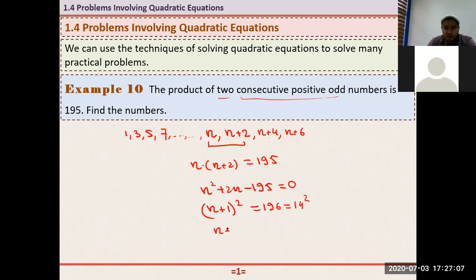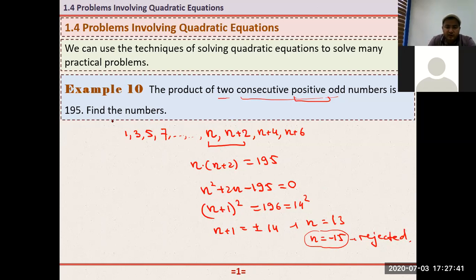Then n plus 1 equals plus or minus 14. That's just equal to 14. So here we have n equals, if you take the positive, -1 plus 14, it is 13, or n equals -1 minus 14, that is -15, right? And these are the solutions of the quadratic equation. But here it says positive, right? So these numbers must be positive. So this answer is not a positive number, so this number is rejected.